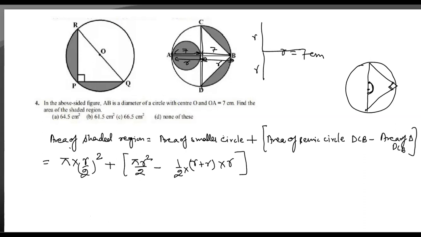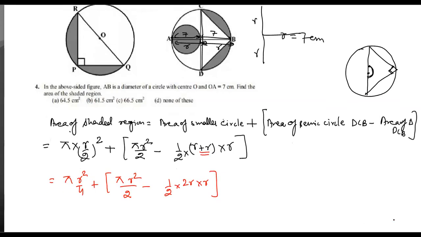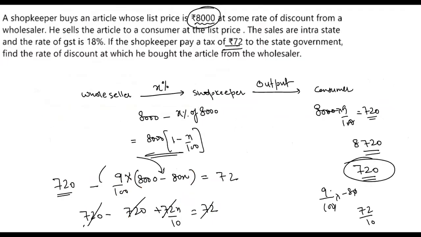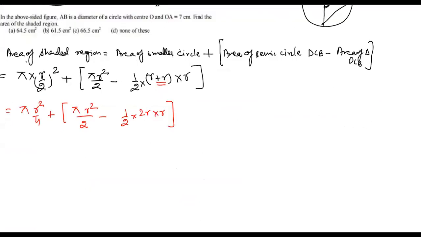So let me write it again. You can write it as pi r square by 4 plus pi r square by 2 minus half into this r plus r, which gives 2r, and this r gives r square. Now further solving this, on writing the values, you can simply calculate these. How can you calculate the values of this one?